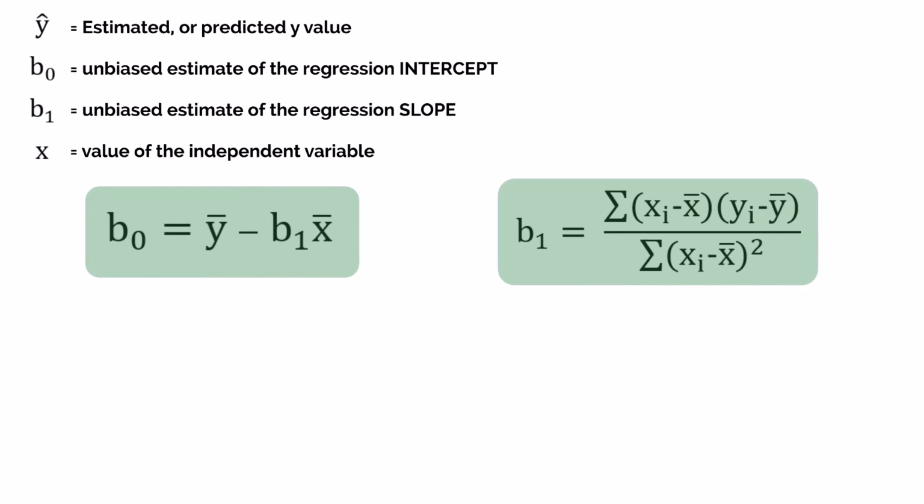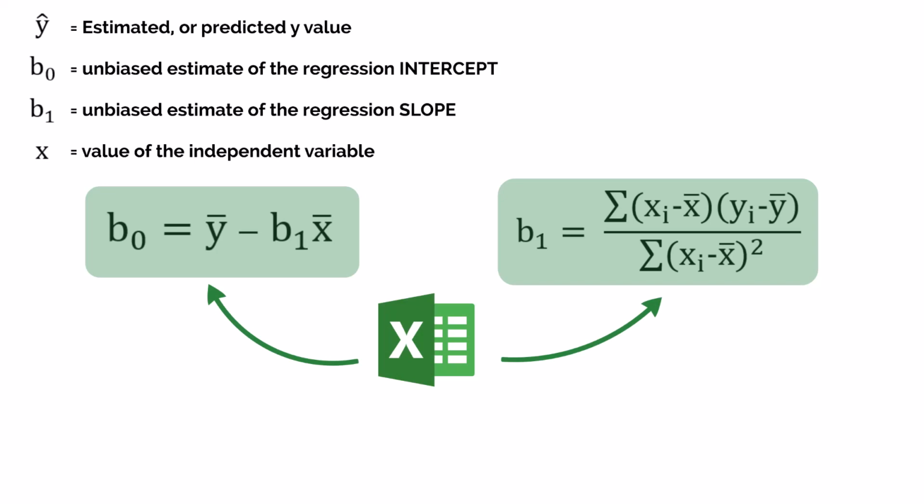Now, we do have these equations here to help us find the intercept and the slope, but we'll be using Excel to help us with these complex calculations. The goal when finding the best fitted line is to find the line with the smallest sum of squared residuals possible from the sample data. All right, now let's work on a practice problem.